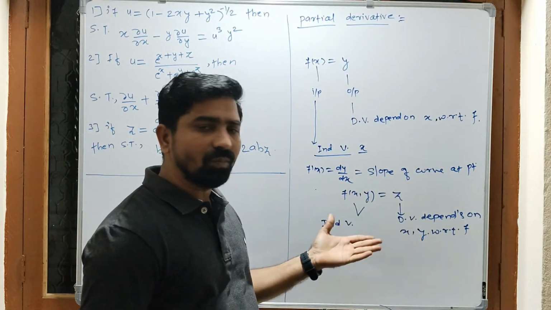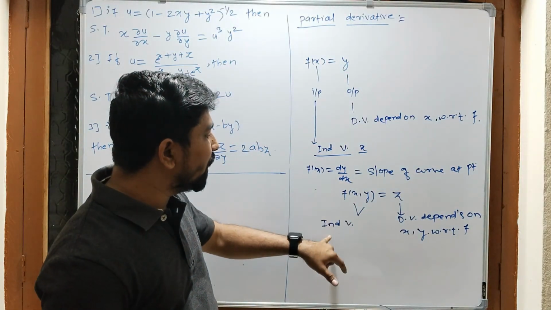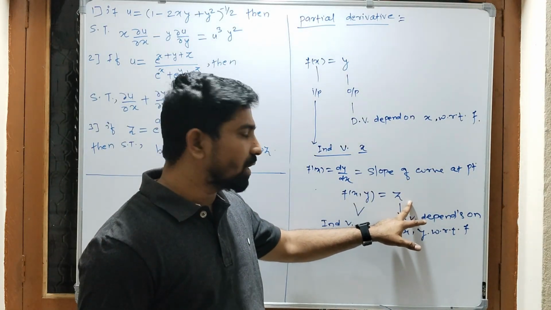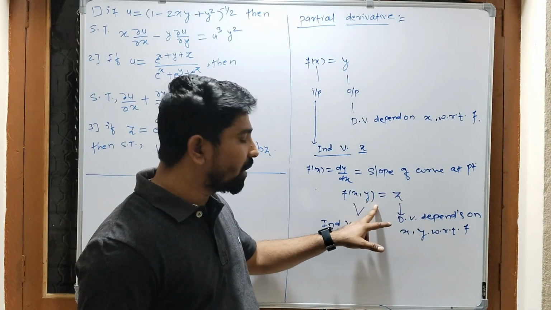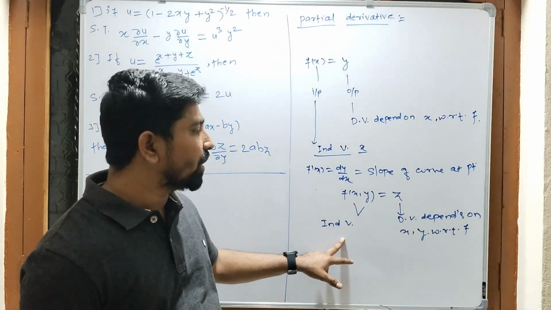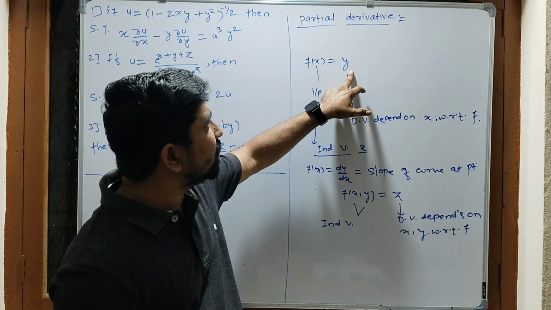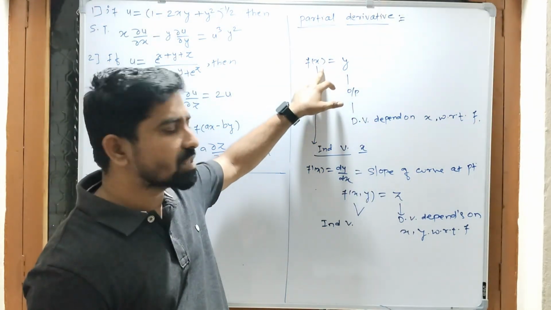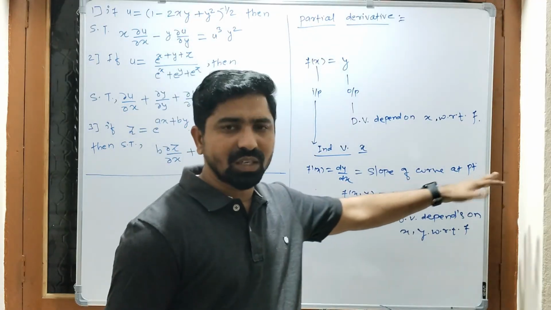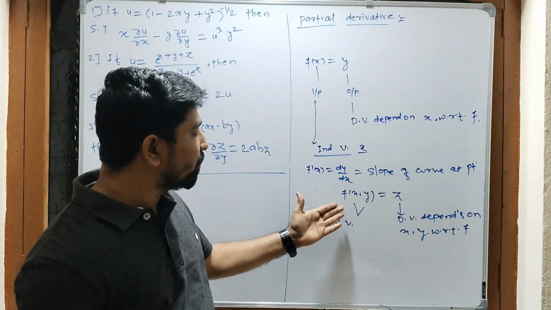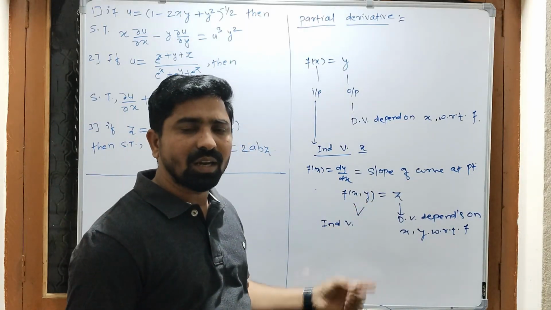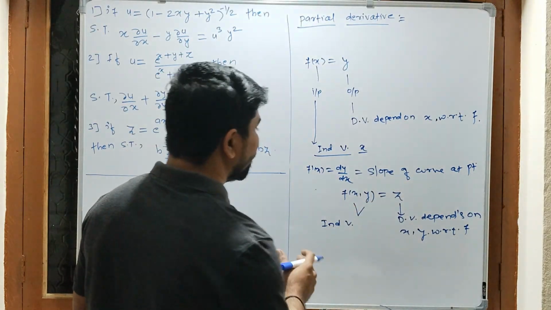Whenever your function depends on two independent variables x and y, or more than one independent variable, take the partial derivative. Whenever your function depends on a single independent variable, like x here, take the ordinary derivative. This gives the slope of the curve at some particular point. And whenever your function, f of x comma y equal to z, depends on two independent variables, take the partial derivative. Here I will define the partial derivative.